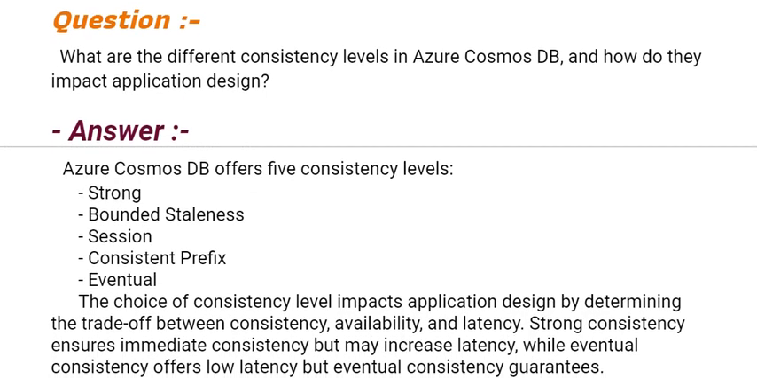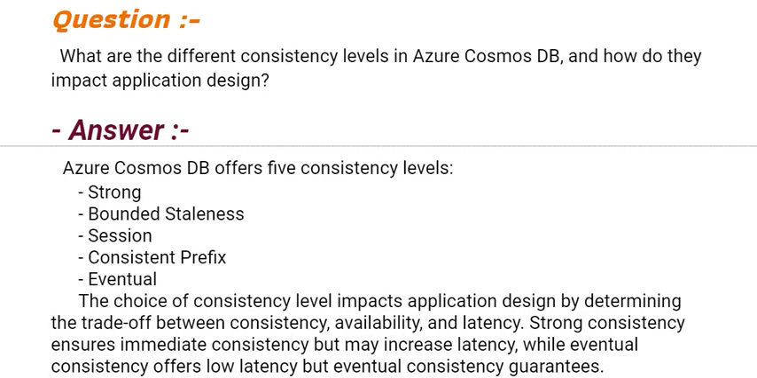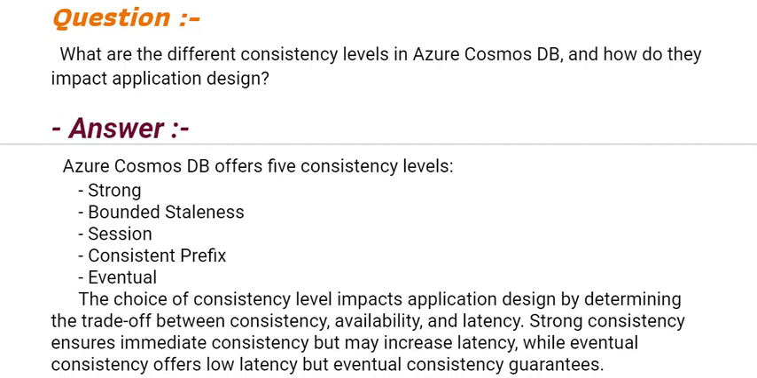Our next question is, what are the different consistency levels in Azure Cosmos DB and how do they impact application design? Your answer should be: Azure Cosmos DB offers 5 consistency levels. The first one is strong. The second one is bounded staleness. The third one is session. The fourth one is consistent prefix. And the fifth one is eventual.